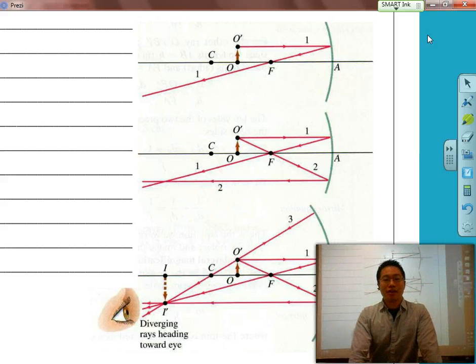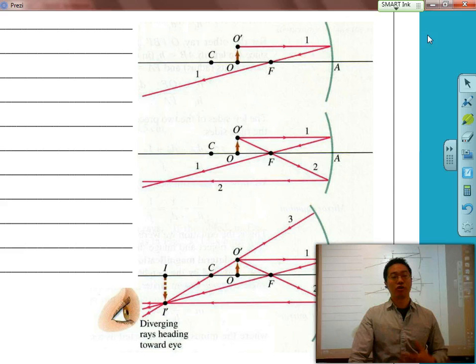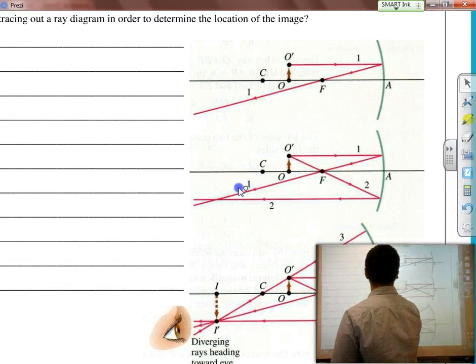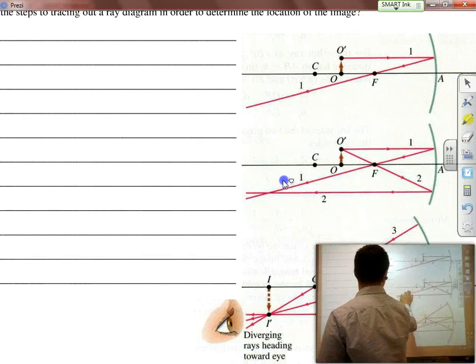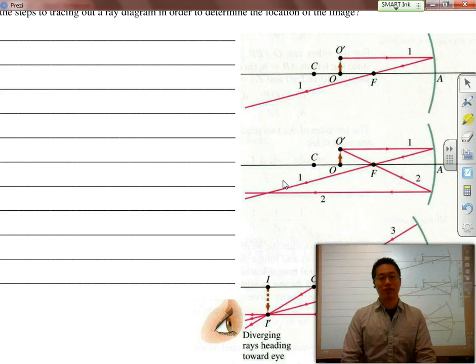But before we start anything else, we have to talk about how do we actually determine where the image is. And to determine where the image is, you have to learn a little bit of what we call ray tracing. In other words, tracing the rays of light. But before we actually start tracing out the rays of light, there are a couple of things to keep in mind. And I'm going to write these rules down, and you should understand them.